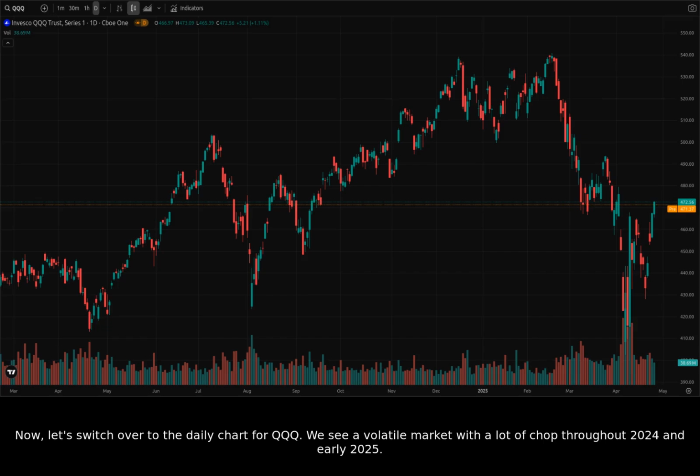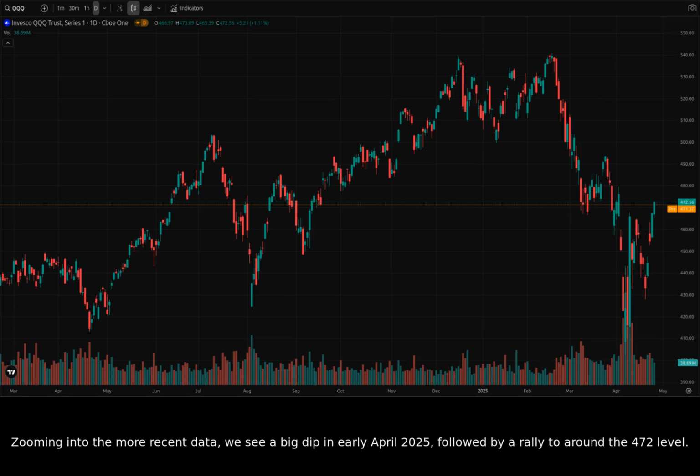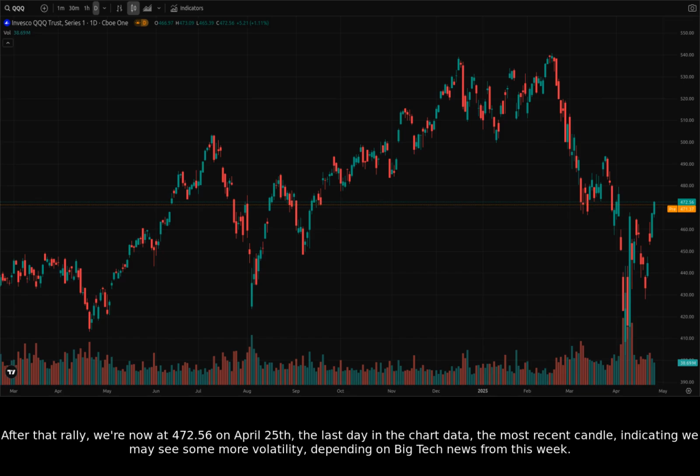Now, let's switch over to the daily chart for QQQ. We see a volatile market with a lot of chop throughout 2024 and early 2025. Zooming into the more recent data, we see a big dip in early April 2025, followed by a rally to around the 472 level. After that rally, we're now at 472.56 on April 25th, the last day in the chart data, the most recent candle, indicating we may see some more volatility, depending on big tech news from this week.